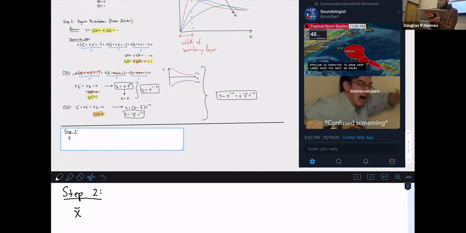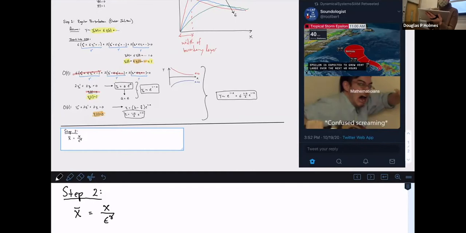I did capital X last class, but it's hard for me to write a capital and a small one and make it clear what I'm talking about. So we'll just do x bar is equal to x over epsilon to the gamma. Change of variable here, once again, just like when we non-dimensionalized our equations: whenever you're changing your variable, you have to consider what happens to the derivatives, and you need to apply the chain rule to properly make these substitutions.